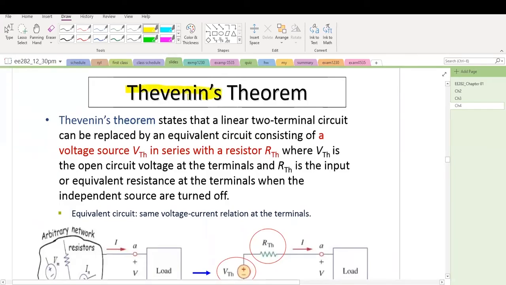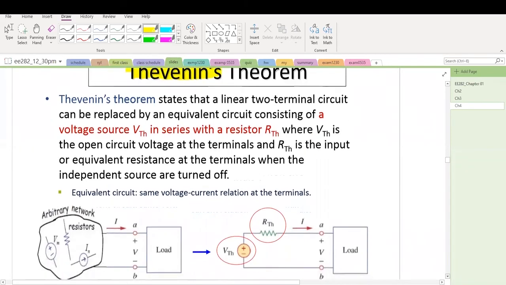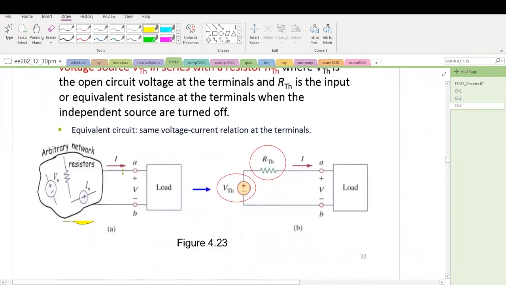Thevenin theorem is a very important theorem in circuit analysis. So let's look at this illustration circuit here. Suppose I have two terminals, terminal A and B, and on the left-hand side of the terminals, I have a very complicated circuit. And then I have a load. Let's just assume this load is a resistor.